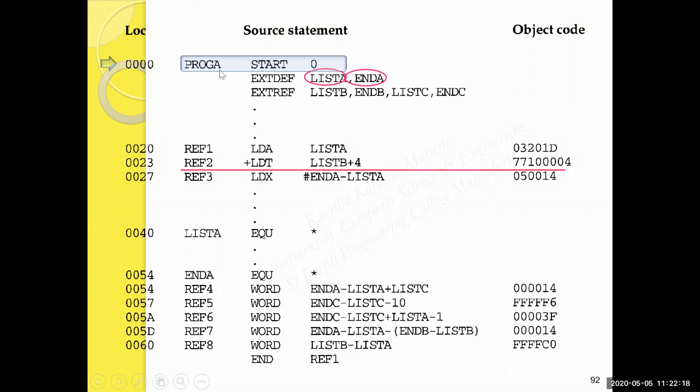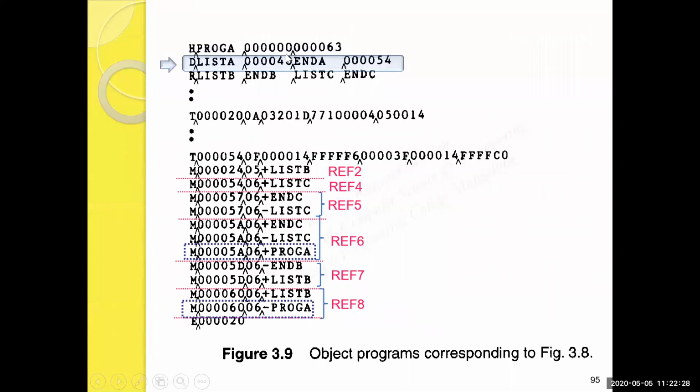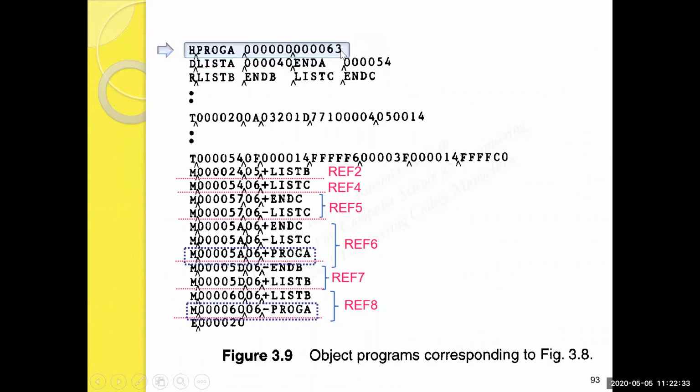The program name is program A, the starting address is the relative value 0, and the length of the program, as I mentioned earlier, is 63. So the header record identifies the name of the program, starting address, and the length, which is 63.